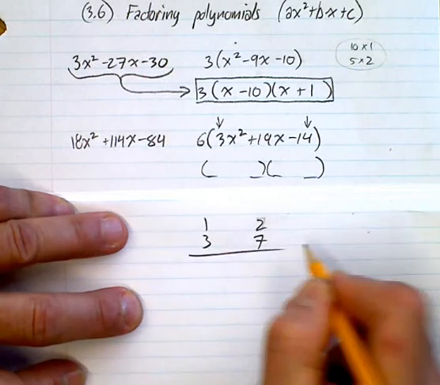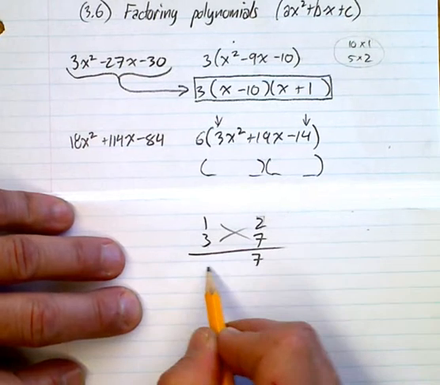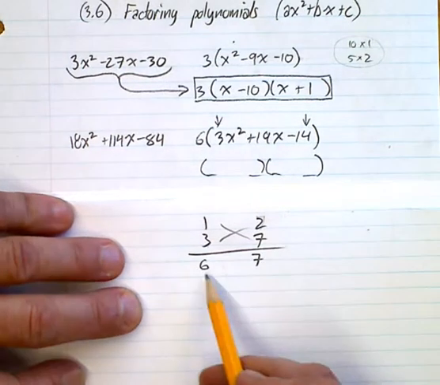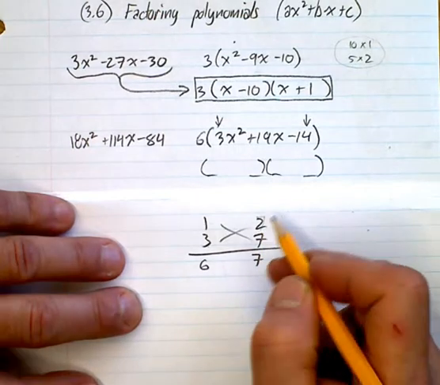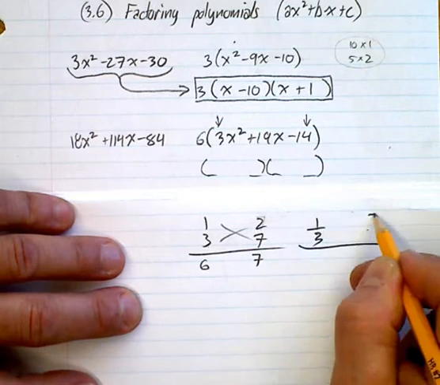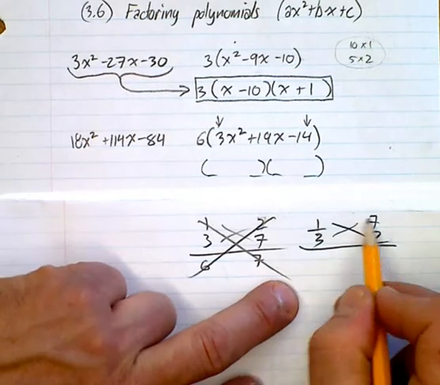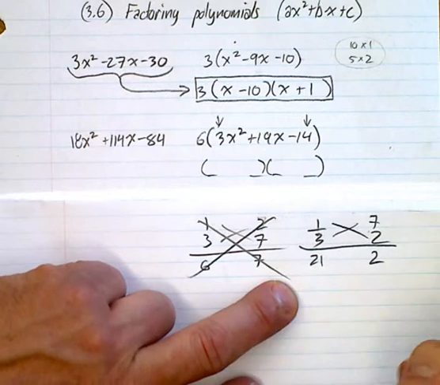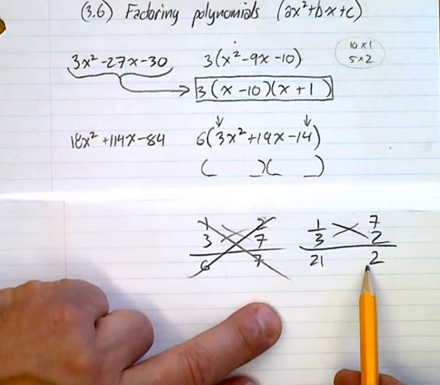So what I do is I cross multiply, and that gives me a 7 and that gives me a 6. Can I get a 19 from 6 and 7? What you're going to see is that you can't. It doesn't work. So we're going to try 1 and 3, and let's mix it around. That one doesn't work. So let's try 7 and 2. Now that gives me 21 and that gives me 2. Can I get a positive 19 from 21 and 2? The answer would be yes.